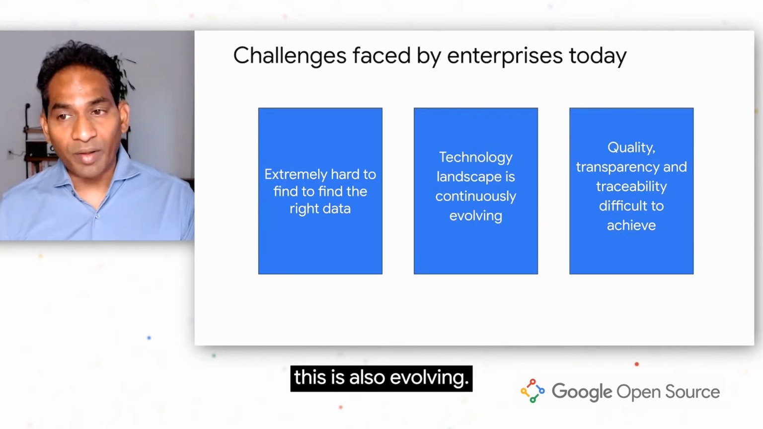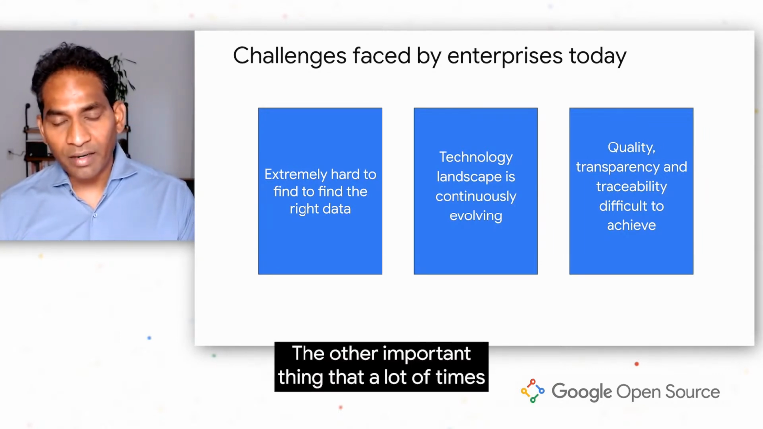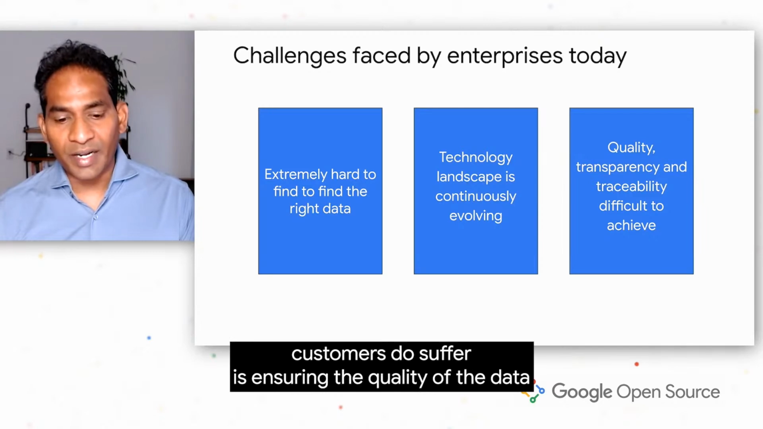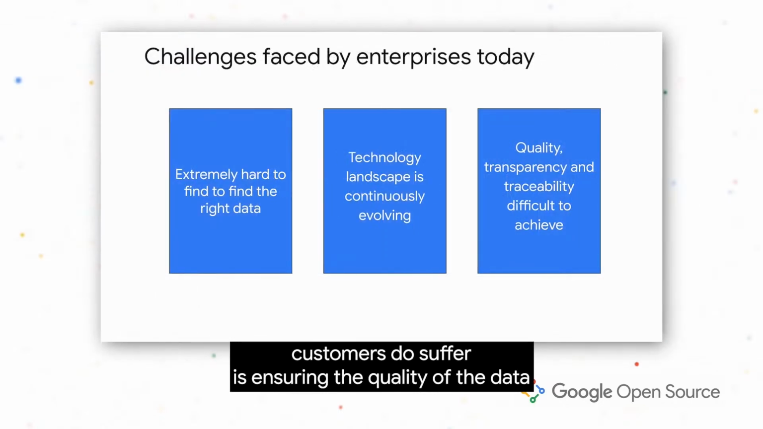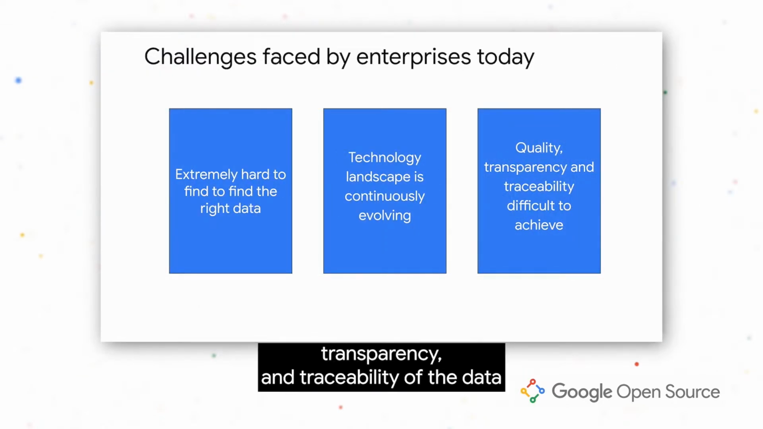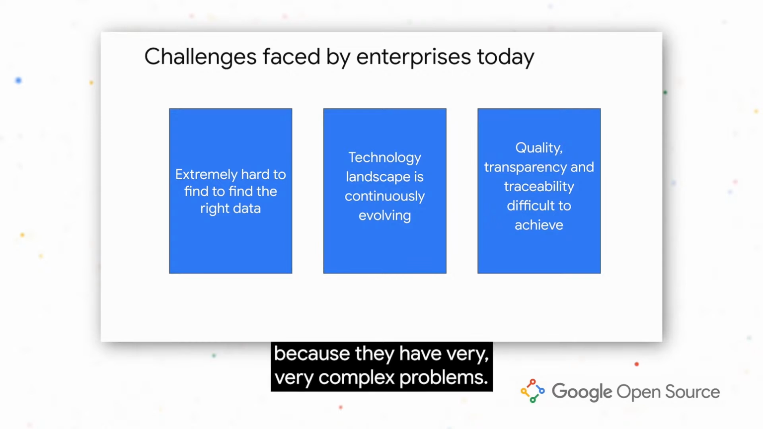This is also evolving. The other important thing that a lot of customers suffer from is ensuring the quality of the data, transparency, and traceability of the data, because they are very, very complex problems.